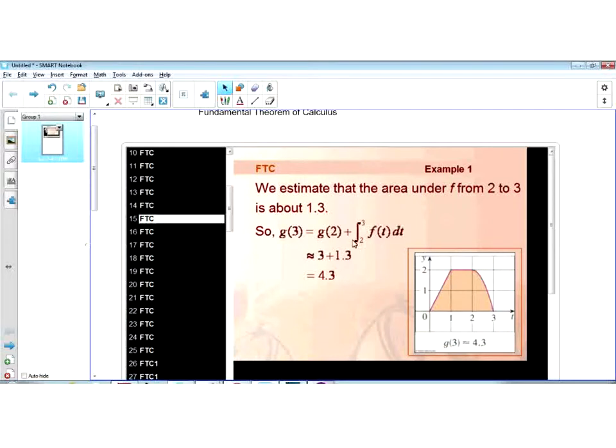So g of 3 is g of 2 plus the definite integral from 2 to 3 of f of t dt. And so they provide an approximation. So let's guess that the area under the curve from 2 to 3 is approximately 1.3 square units. So that would be an estimate. We'll go with that. Although there's no concise way of knowing it's 1.3, we'll just estimate it as 1.3. So the area under the curve from 0 to 3 is 4.3.